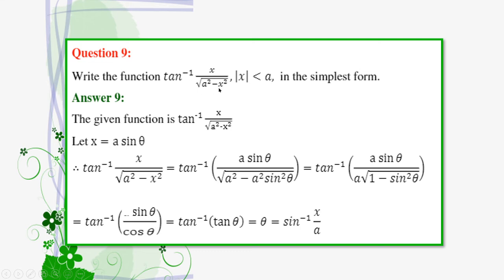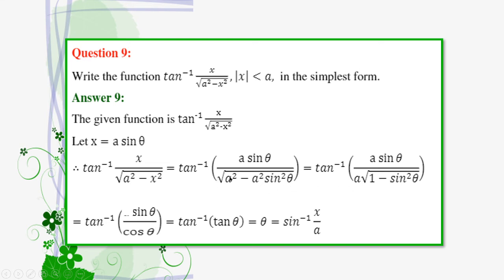Tan inverse x upon root a square minus x square. So here again we have to think what we should assume to simplify the question. So let's assume x equal to a sin theta. All these assumptions, students, you will get to know after a lot of practice. So x equal to a sin theta, we are putting the value of x, tan inverse x upon under root a square minus x square is equal to tan inverse. In place of x, we are writing a sin theta upon a square as it is minus a square sin square theta.